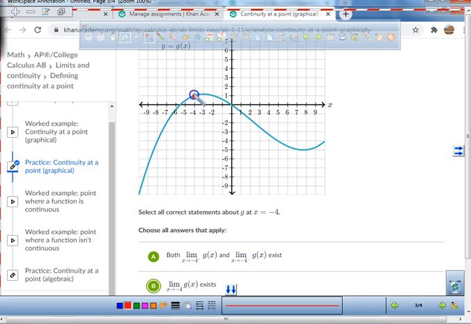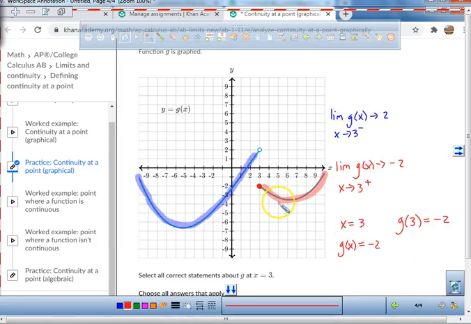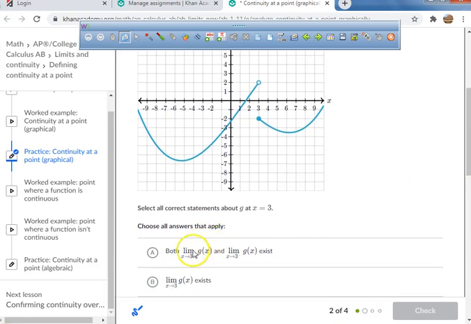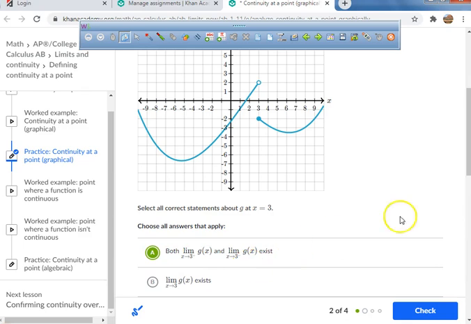If this was a point right there, we would say that would be continuous. So this is still not considered to be continuous. So let's take a look at our answers now. All right. So is there a limit from the right and from the left? Yes, there is a limit.